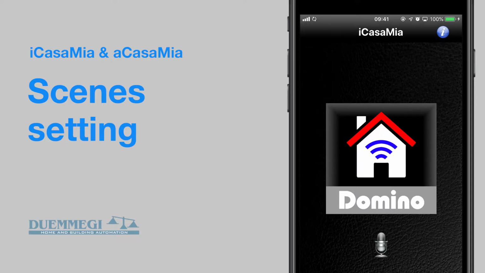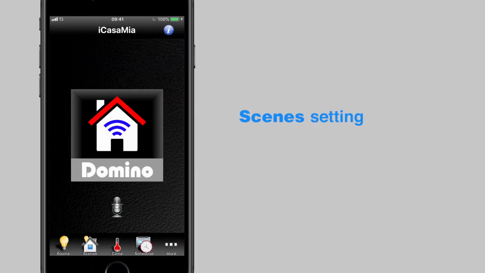Scenes setting. This section allows the user to use different operations that have been set in a single control. To enter the Scenes page, click on the icon on the bottom of the home page.